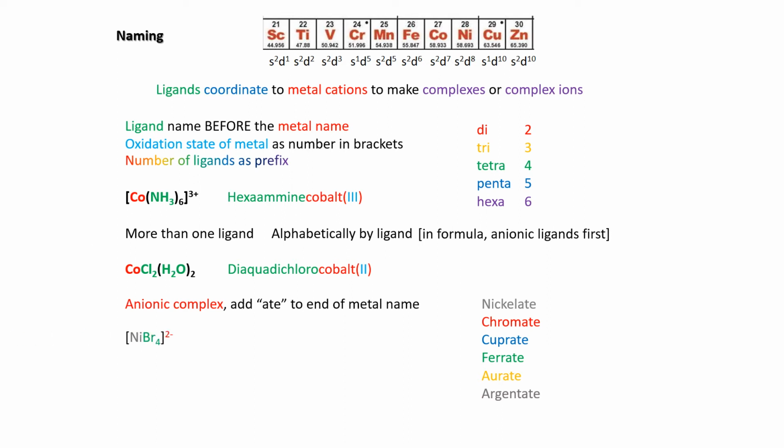So let's think about this one. Well, we've got a nickel and we've got bromines, bromides. Those become bromo. We've got 4 of them.